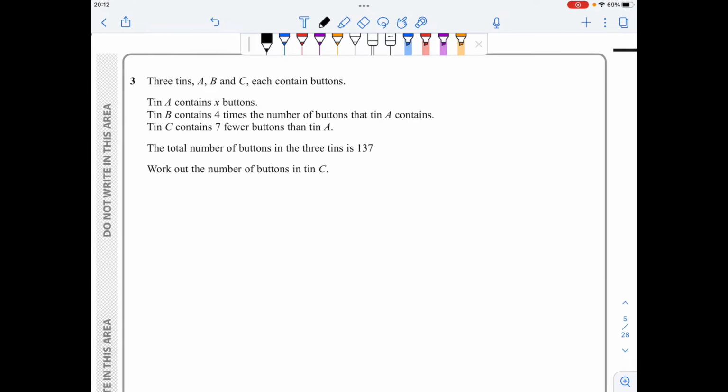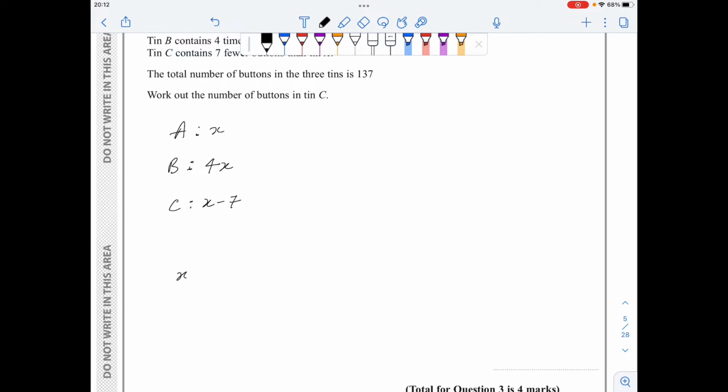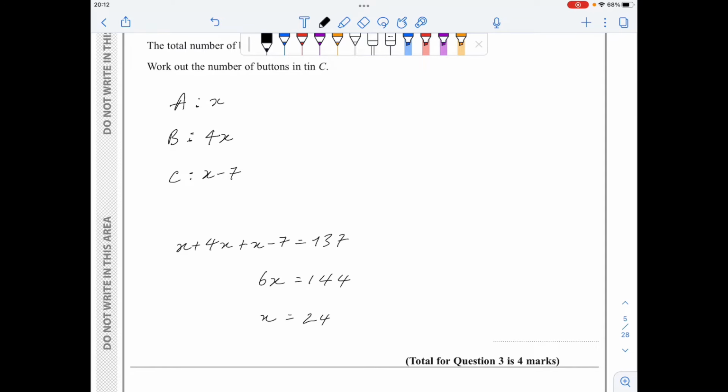In question 3, tin A contains x buttons, tin B contains 4x, and tin C contains x minus 7. And if I add these three numbers, I will have 137. So 6x is equal to 144, x is equal to 24. Note, I'm interested in the number of buttons in tin C. So I have 24 minus 7, which is equal to 17.